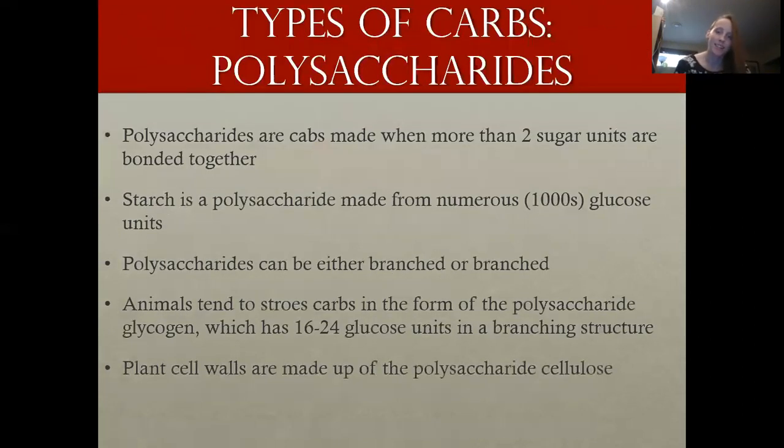Okay, polysaccharides are types of carbs that just have more than 2 sugar units bonded together. So for example, starch is a polysaccharide that has thousands of glucose units all attached to one another, and they can be either branched or unbranched. Animals tend to store carbs in the form of the polysaccharide glycogen, which has 16 to 24 glucose units. Plants tend to use things like starch in things like potatoes, as well as plant cell walls are made up of something called cellulose.